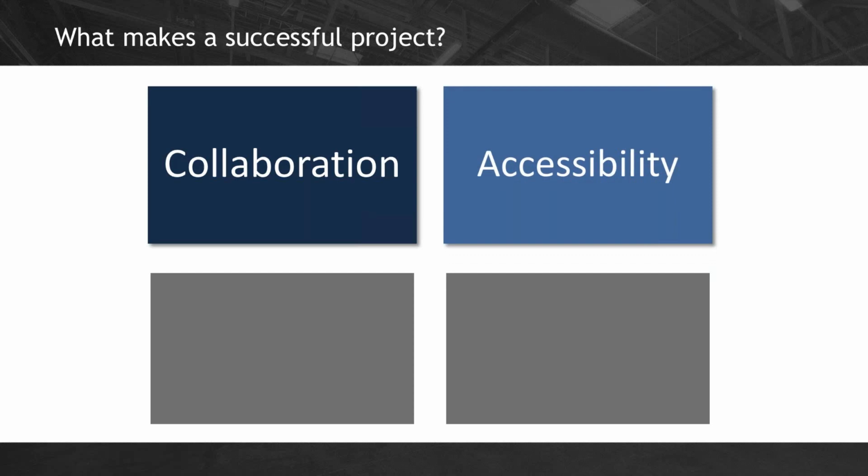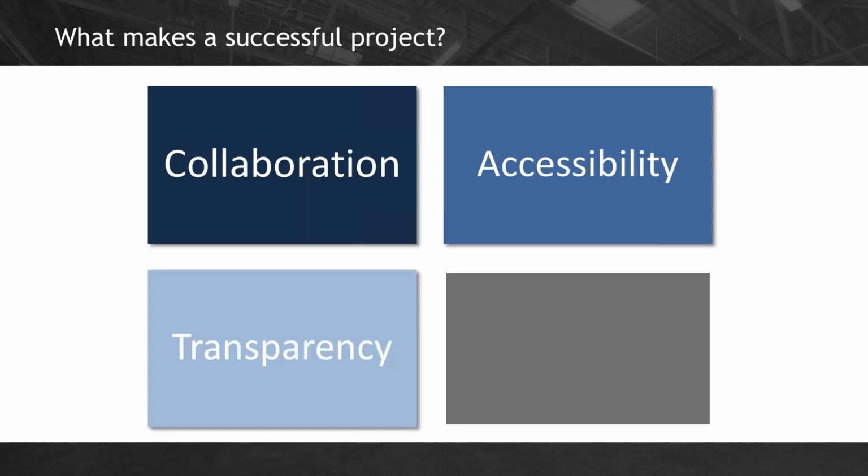Accessibility is key as well, right? Being able to have access to information, regardless if you're in the office, on a job site, or at the coffee shop, right? With your tablet, your phone, you have mobility and access to all of your information that is relevant to the project, including the model files. Transparency is the next thing that we really talk about.